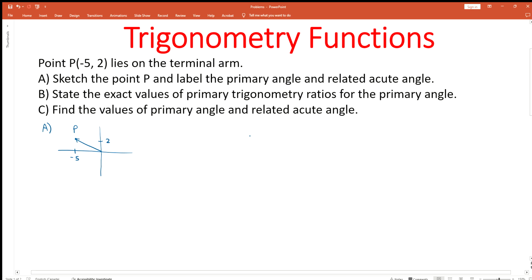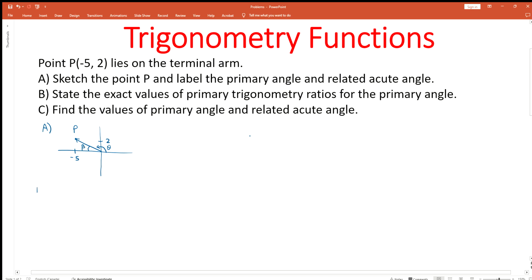Primary angle is the angle made by the terminal arm with the positive x-axis in the counterclockwise direction. So this angle here is the primary angle and we can label it as theta. The related acute angle, or the reference angle, is the angle made by this terminal arm with the x-axis in quadrant 2, because this terminal arm is in quadrant 2. So this angle here is the related acute angle. We can label it as beta. So we are done with part A.